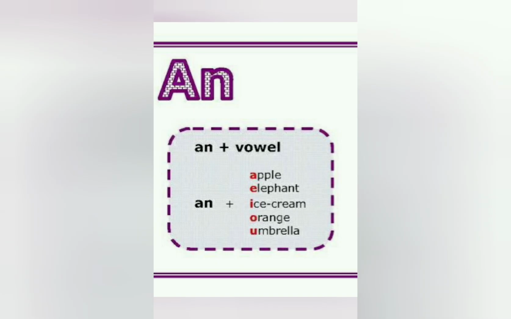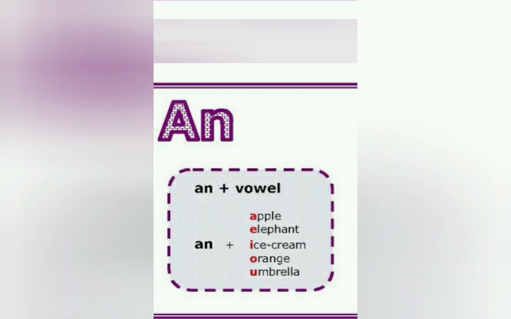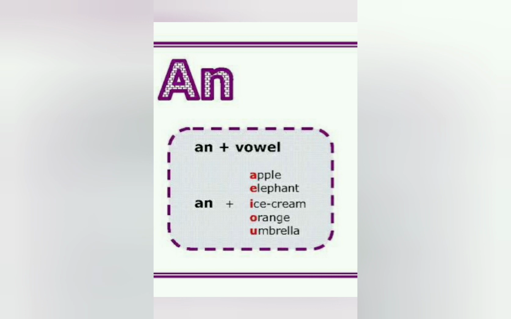Look at these examples. Apple, starting with a. Elephant, e. Ice cream, i. Orange, o. Umbrella, u. All these words are starting with vowel sounds, a, e, i, o, u, so we'll add an in front of them. An apple, an ice cream, an umbrella.